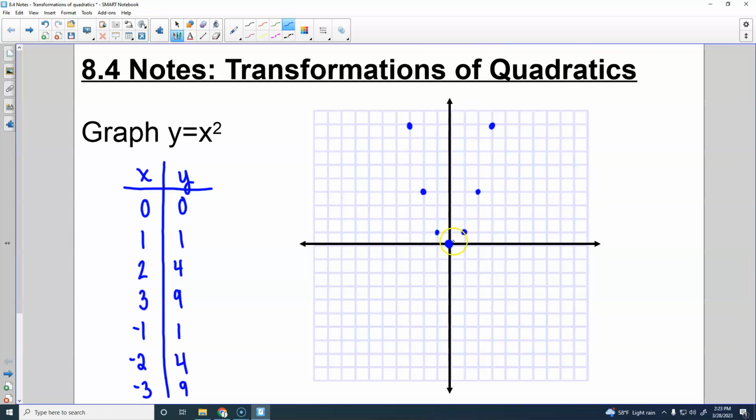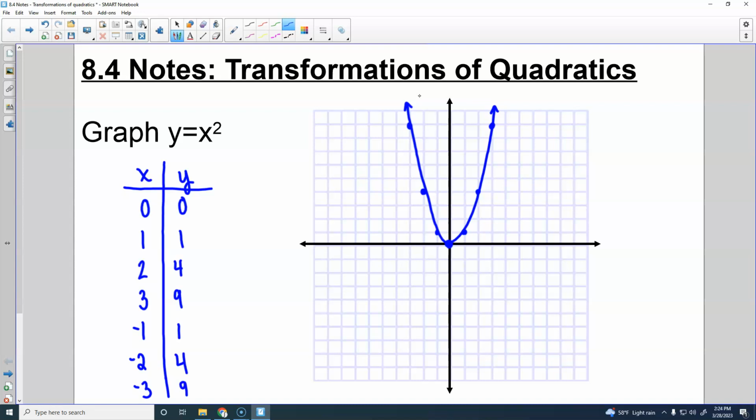Okay? And so this makes what I will probably call our parent quadratic function. This is like the most basic quadratic you can have, right? It's just y equals x squared. It doesn't have any other numbers involved, any other x's, nothing else. It's just y equals x squared. So a lot of times when we're talking about transformations, we call this the parent function, because it's just like the most basic quadratic that you can have.